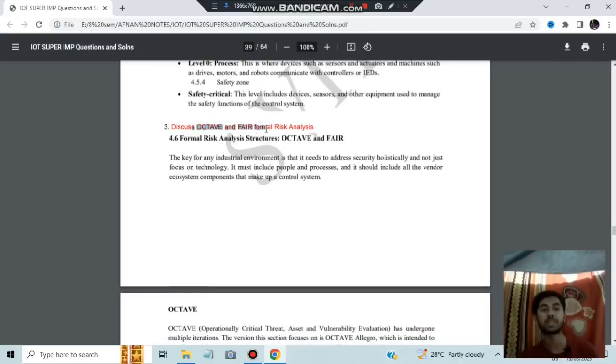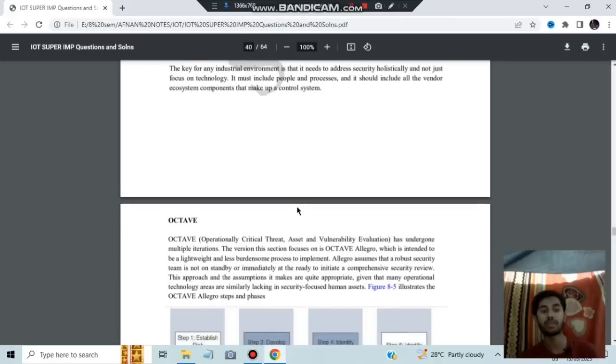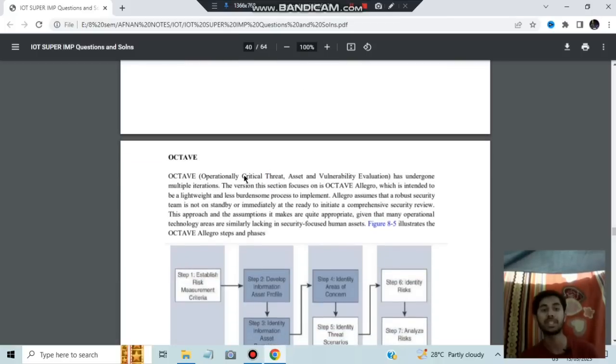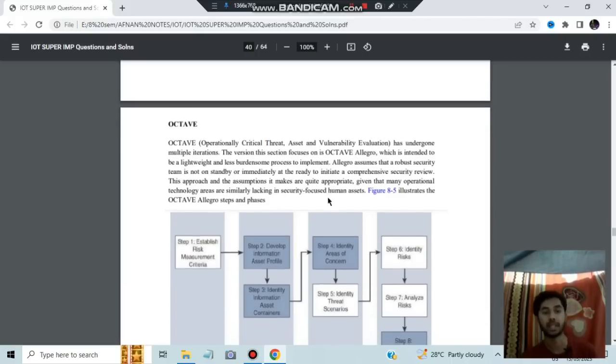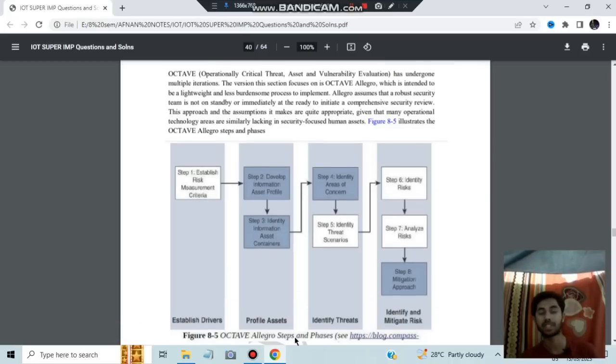Let's move on to the next question, which is OCTAVE and FAIR formal risk analysis. What is OCTAVE, what is FAIR? By the name itself, you can understand: operationally critical threat, asset, and vulnerability evaluation. It is assessing the risks and threats involved, and reducing them. These are the phases you have to write here. Step one is establish risk measurement criteria, develop the solution, identify the areas of concern, identify the threats, identify the risks, and analyze the risk and implement it and make the risks lesser.